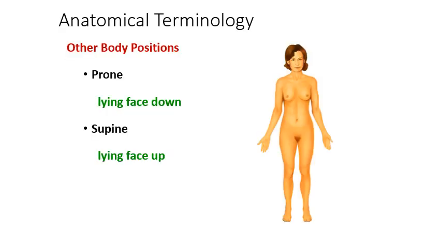Right. So just to familiarize you with some other body positions, we're usually referring to the body in standard anatomical position, but if we're going to be referring to other positions, they have names too. So prone is describing someone who's laying face down. Supine is someone who's lying face up on their back.